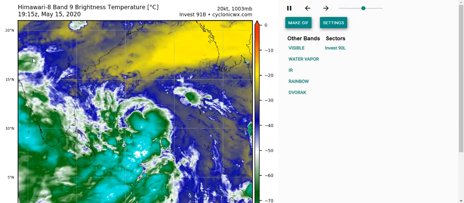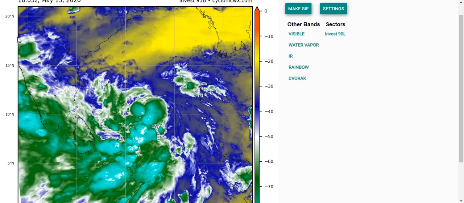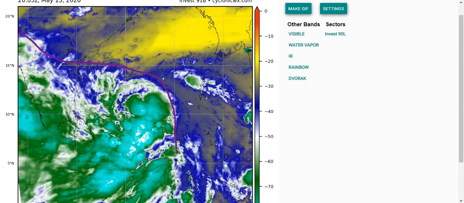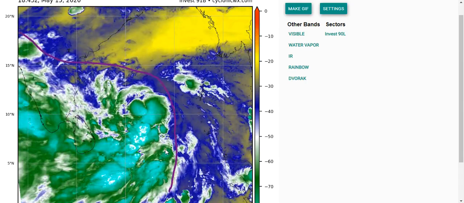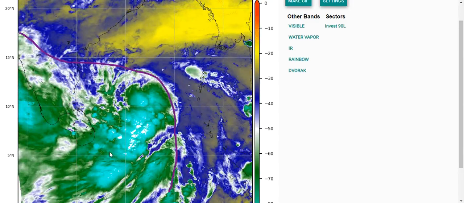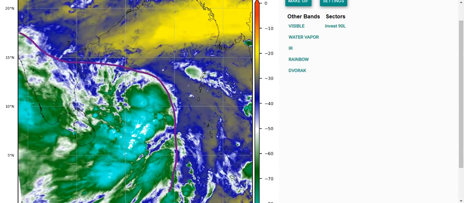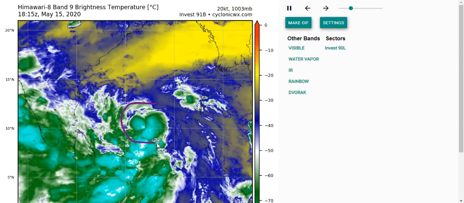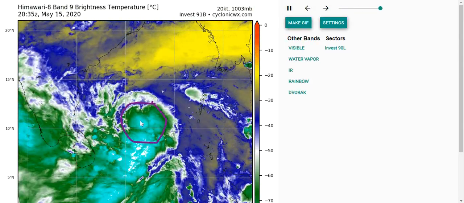As you can see, there's just a ton of convection right now out there. The MJO is active in the Indian Ocean, so this makes sense why there's so much convection just dominating the complete bottom half, or bottom left corner, of this image. And here is Invest 91B. It'll likely split off and head to the northeast.